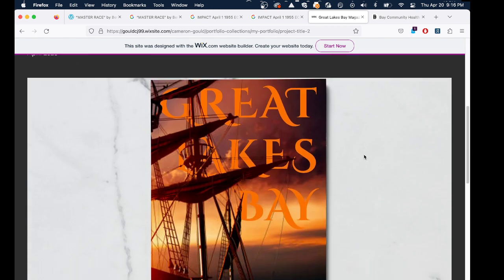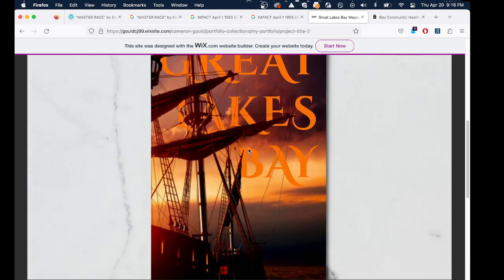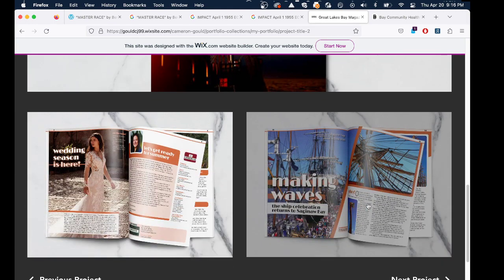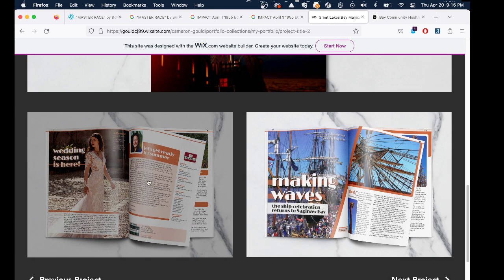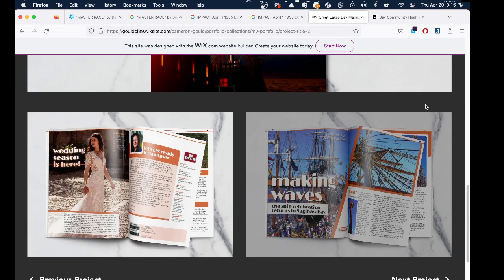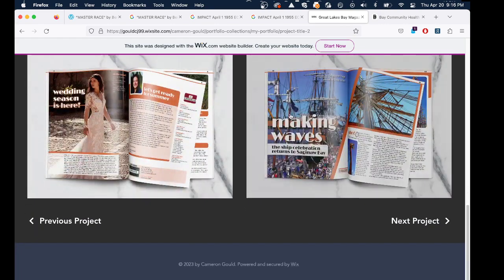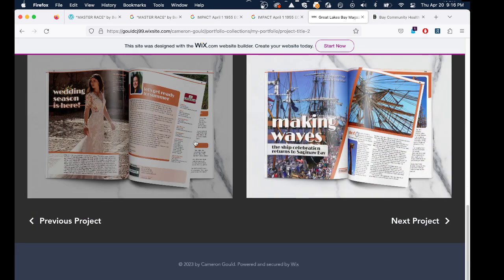Okay, Great Lakes Bay Magazine. Yeah, I do like the lettering, but orange on orange is kind of hard to read. These layouts are good. It is kind of strange that it's a conscious choice that you made, not to include capitals, like for the W of wedding and M for making. I would probably put capitals, but that's kind of a unique aspect. And because you did so much here, I would probably include more.